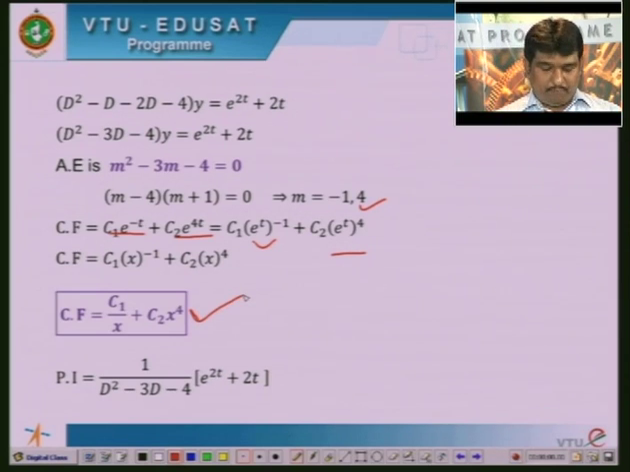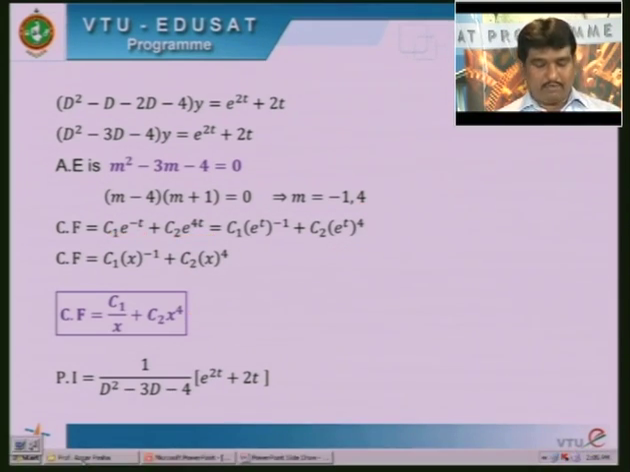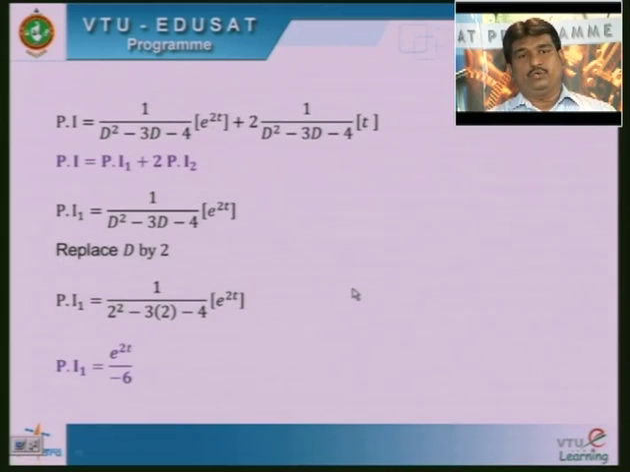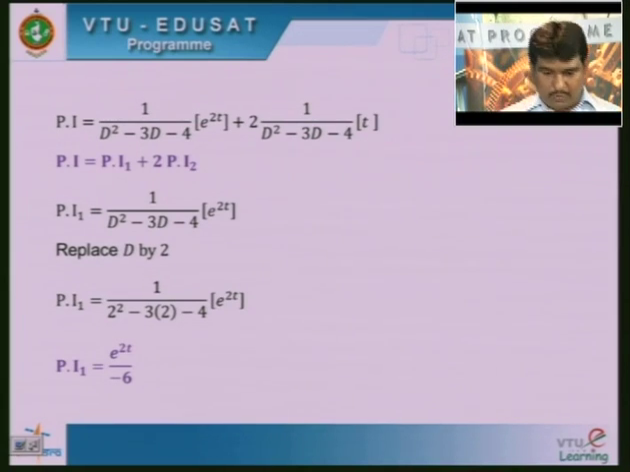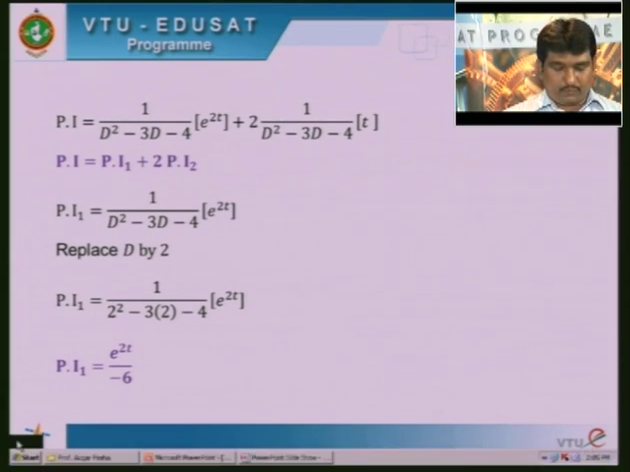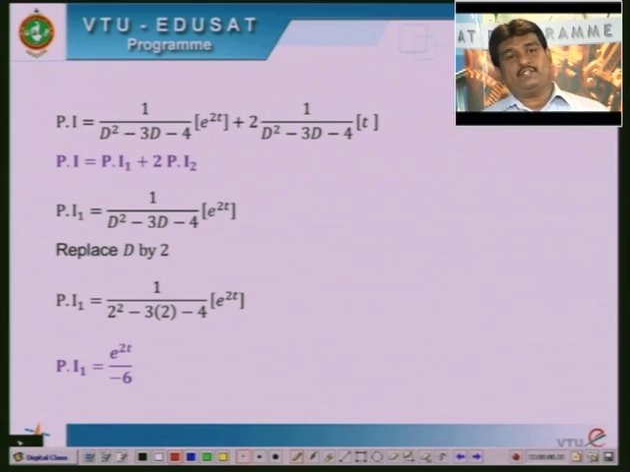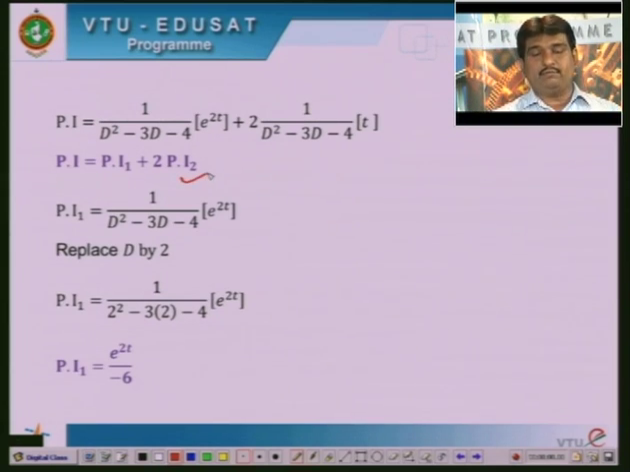Now consider PI. PI equals to 1 by D square minus 3D minus 4 operated on e to the power of 2t plus 2t. You separately operate on the two terms, because the first term is e to the power of ax type and the second term is a polynomial. So it is 1 by D square minus 3D minus 4 operated on e to the power of 2t plus 2 times 1 by D square minus 3D minus 4 operated on t. I will call the first term PI1 plus 2 times the second term PI2.